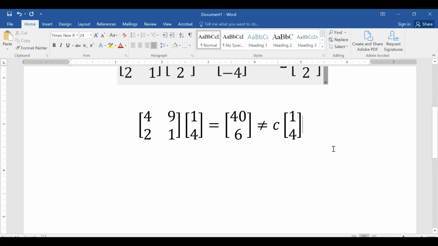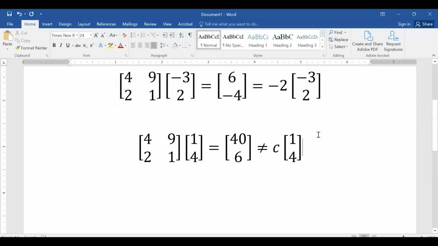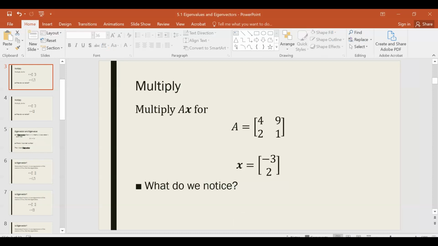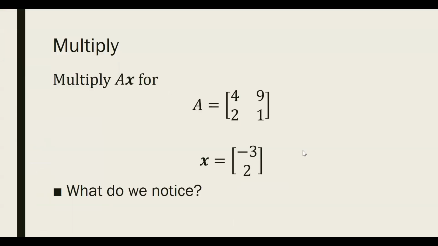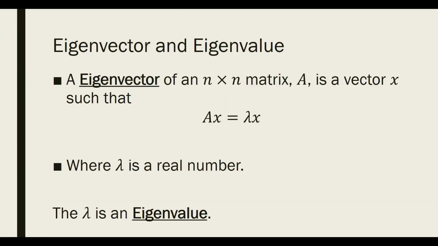So there's going to be some vectors out there for this matrix in which the matrix multiplication acts as a scalar multiple of that particular vector. And there's going to be other vectors where when I do the matrix multiplication, it is not a scalar multiple of that original vector. And this is the concept of eigenvectors and eigenvalues.